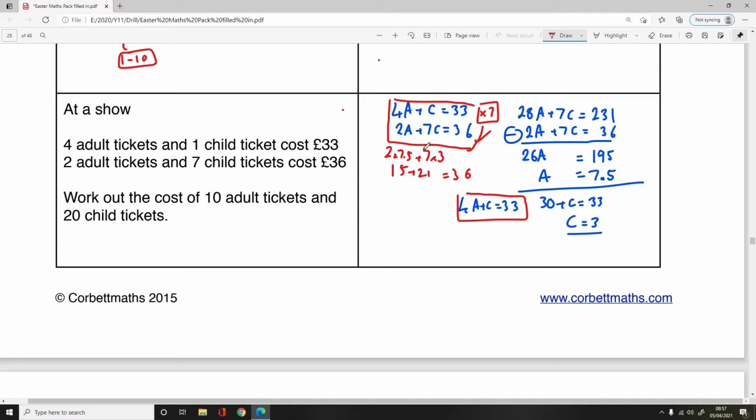I then actually checked that worked on the second equation, so 2 lots of 7.5 plus 7 lots of 3. Yep, that is 36. That works. It's always a good thing to do.